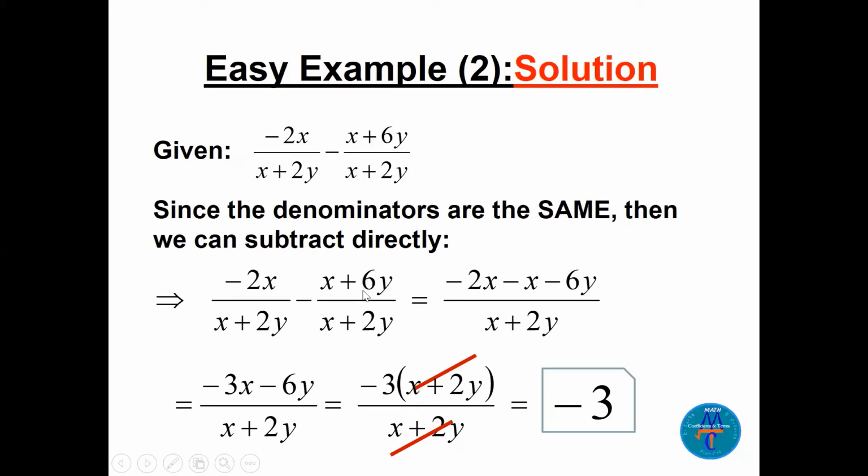Now we have minus 3x minus 6y. Let's take minus 3 out. Then we have x plus 2y, we can cancel. Sometimes we cannot cancel, see? We just leave it. Suppose we have x plus 5y over x plus 2y, just leave it. But here the answer is minus 3.